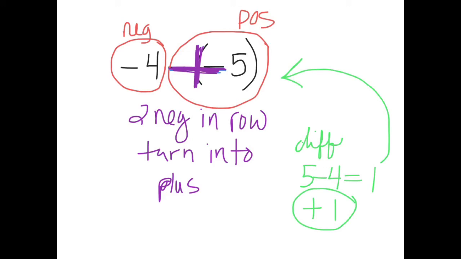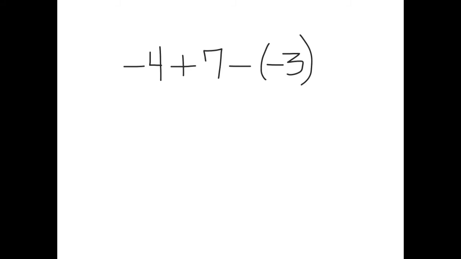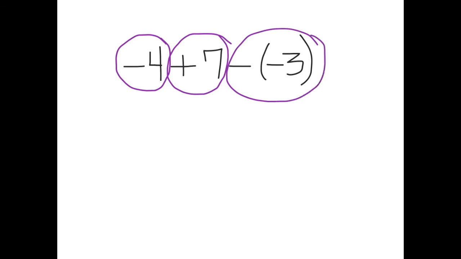All right, let's do another example. What about negative 4 plus 7 minus a negative 3? So same concept. I'm going to circle each term. So I have a negative 4, I have a positive 7, and I have a minus a negative. Well, the first thing I'm going to do is get rid of this minus a negative by turning it into a giant plus.